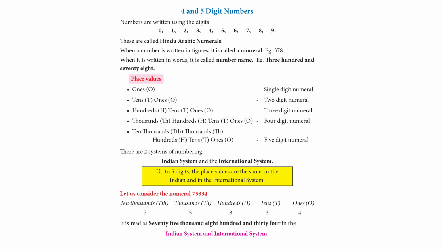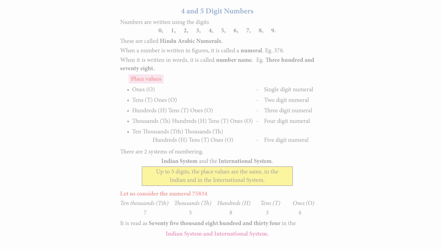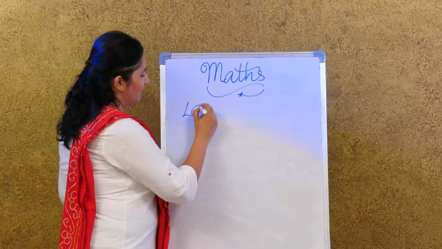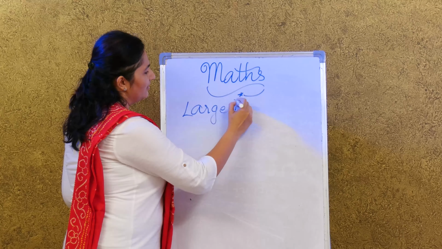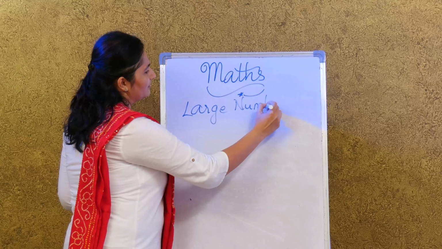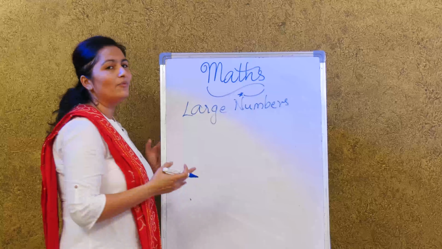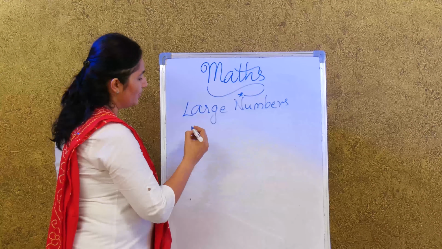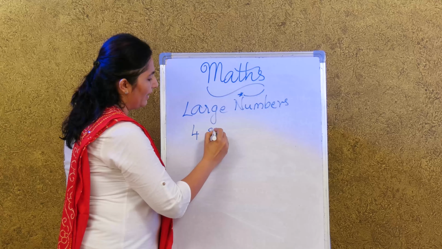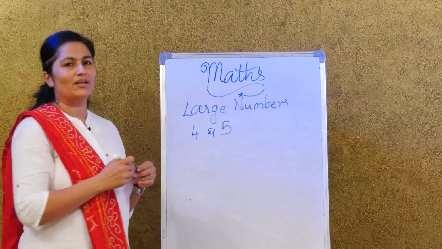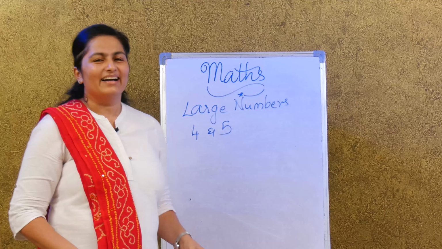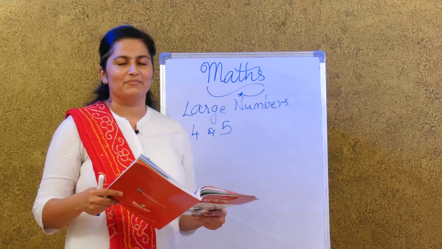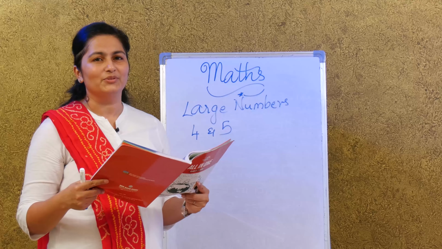Alright. Large numbers: 4 and 5 digit numbers. So, we are going to learn about large numbers. Till now we have almost settled 4 digit numbers. Now, we are going to see 4 and 5 digit numbers. Are you excited? Yes. That means you are going to master a lot of new things now.